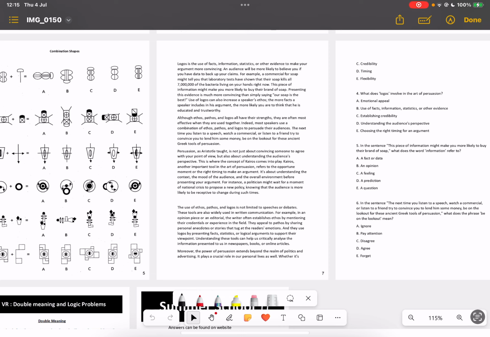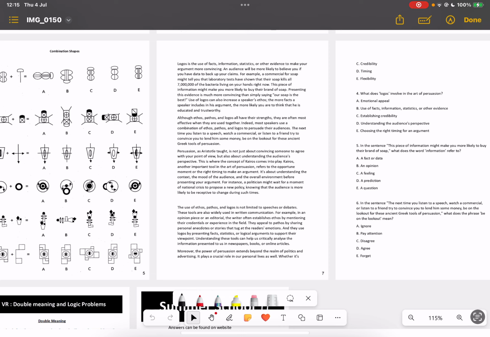The next time you listen to a speech, watch a commercial, or listen to a friend try to convince you to lend him some money, be on the lookout for these ancient Greek tools of persuasion. Persuasion, as Aristotle taught, is not just about convincing someone to agree with your point of view, but also about understanding the audience's perspective. This is where the concept of kairos comes into play.